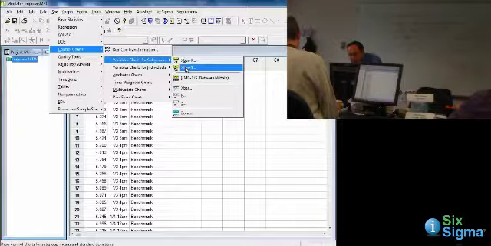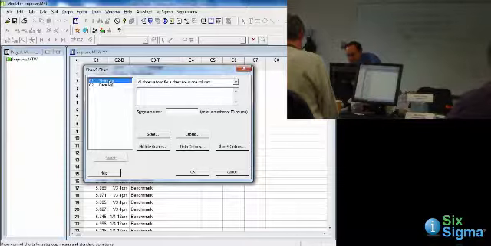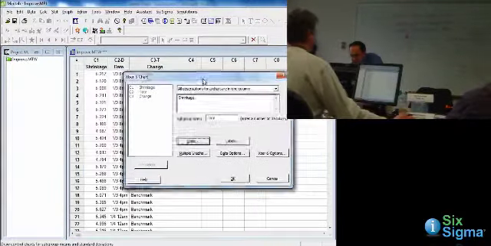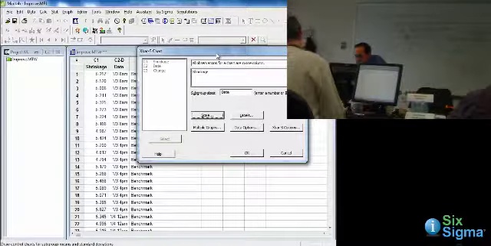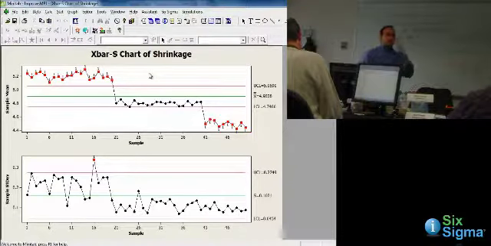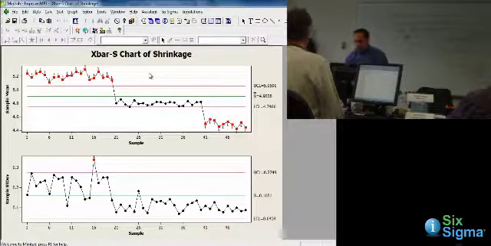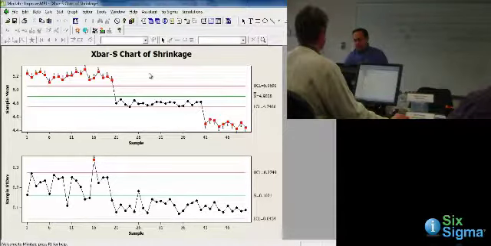That's the recommendation. So let's go into Stat, Control Charts, Variables Charts for Subgroups, and choose the X bar S. Let's just choose shrinkage here and put date as a stamp for the subgroup size. You can also put the number 10. Go ahead and click OK and answer the question.